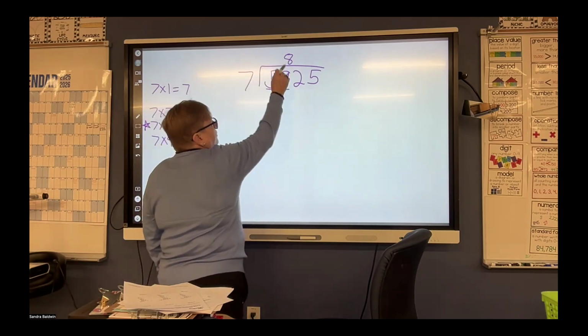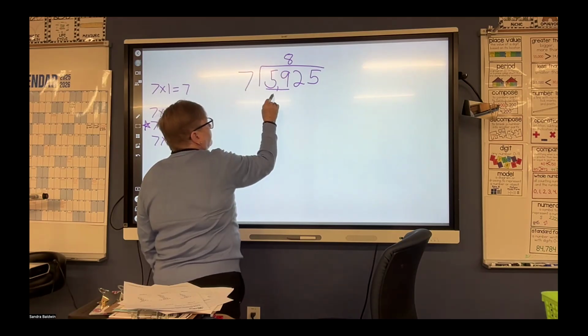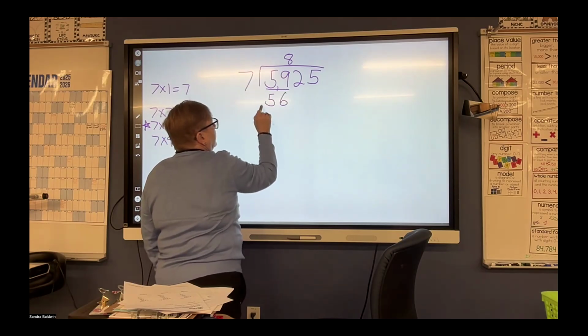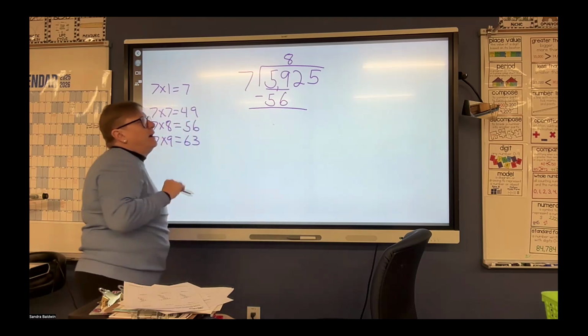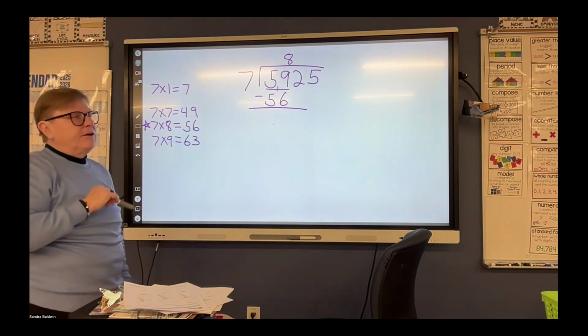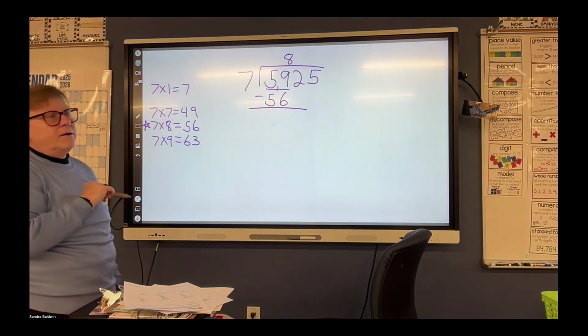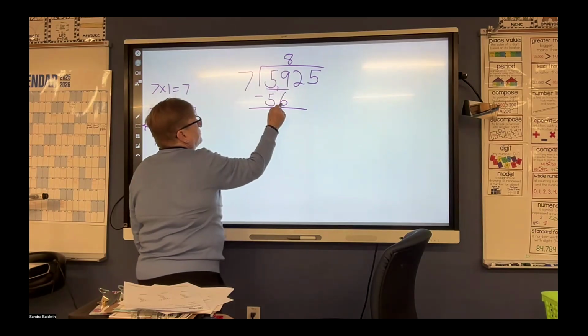8 times 7. So the first thing I did was divide. Now I'm going to multiply. 8 times 7 equals 56. Here's where it's going to be a little bit different. I'm not going to put my zeros in. I'm just going to leave it like that. I will deal with the other digits in a moment. I'm going to subtract 9 minus 6. I'm going to get 3.